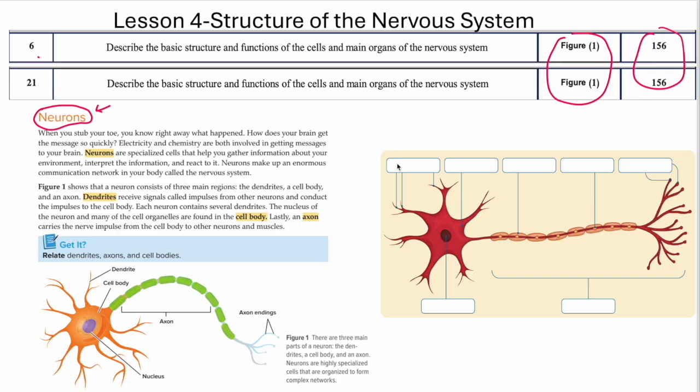So what does the nervous system do? The nervous system helps you to communicate information to the brain or to the spinal cord and back to your neurons, so that you can take an action. So neurons are specialized cells that help you to gather the information.